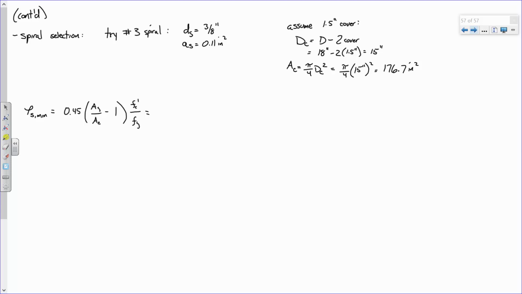Okay, so plug and chug, we get 0.45 times, now this was 254.5, did I do that right? And this is 176.7 minus 1, and then 4 ksi over 60 ksi. So first, give me 1 sec. So first off, what are the units going to be? Unitless. Okay. All right.